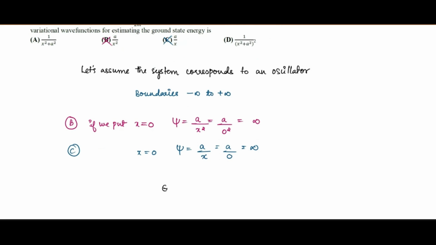What is the ground state energy of a simple harmonic oscillator? It is n plus half h nu, where n is equal to 0, giving half h nu.